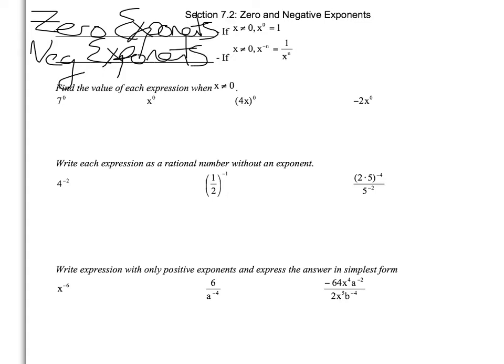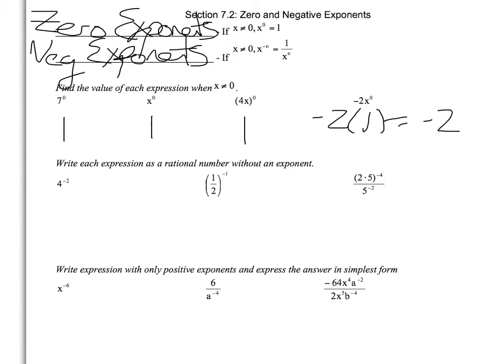Let's try some examples. And you could type the first one in the calculator if you want to, if you don't believe me about the zero exponents. If you type 7 to the zero power, your calculator will give you 1, because anything to the zero power is 1. Using that idea, x to the zero power is 1. Quantity 4x to the zero power is 1. Now this last one is not 1, because the only thing to the zero power here is the x, as opposed to the previous one where it was the 4x. So this is actually negative 2 times 1, which is negative 2. So just be careful with that.